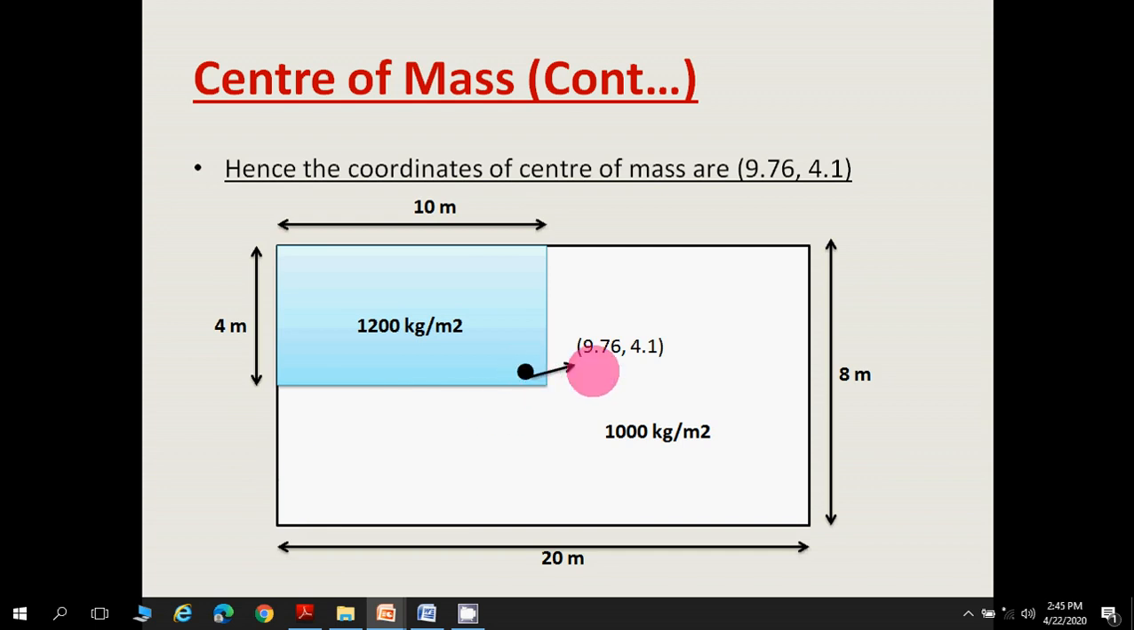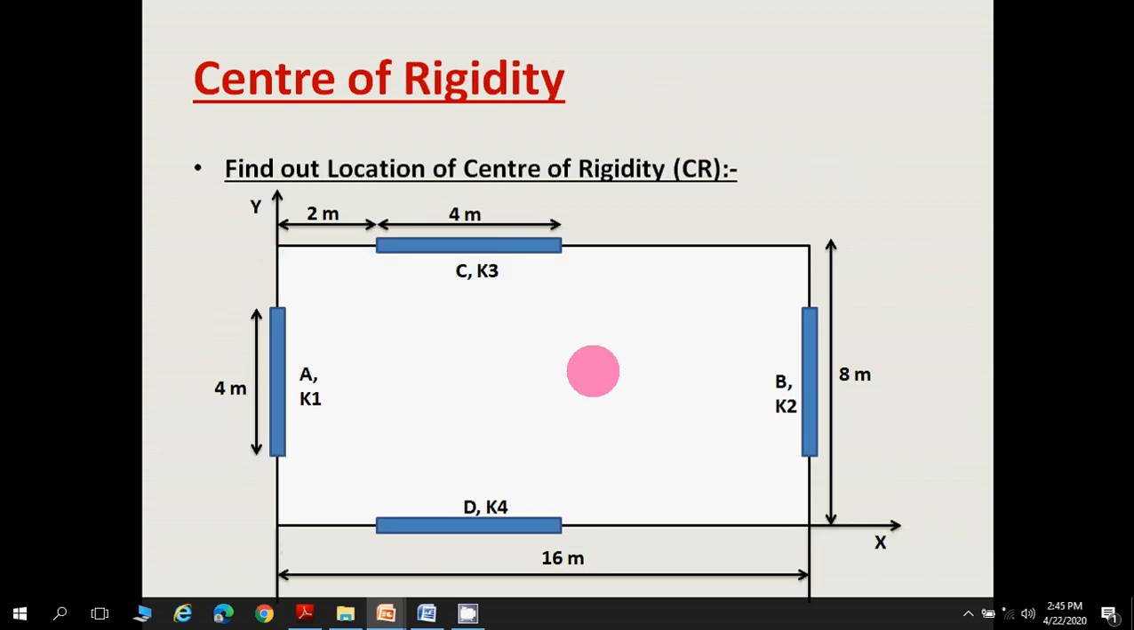Similarly we can find the center of rigidity. If we need to find the center of rigidity of this floor plan, you can see the 4 shear walls are located at different points. Wall A has a stiffness K1. Center of rigidity is also called the center of stiffness, so don't be confused. Wall A has stiffness K1, wall B has stiffness K2, wall C has stiffness K3, and wall D has stiffness K4.